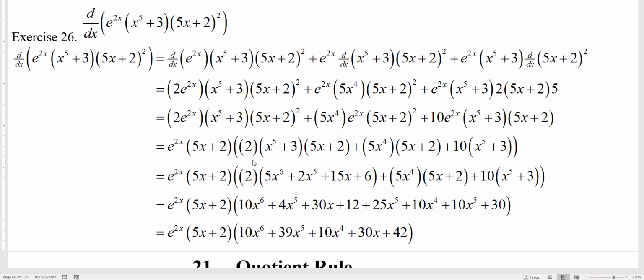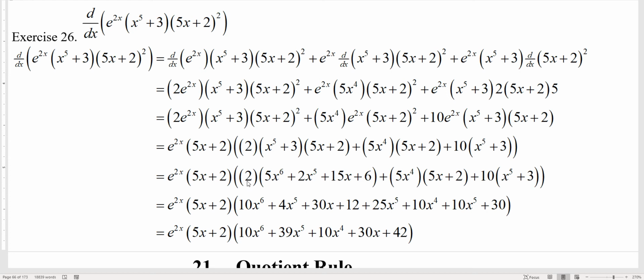All right, so as far as actually finding the derivative, we actually have it from this second line on. The rest is completely just some algebra to clean up. But it's good to practice a little algebra. Here we're going to do FOIL right here. 5x to the 5th times 5x is 5x to the 6th. X to the 5th times 2 is 2x to the 5th. We got 3 times 5x is 15x, and 3 times 2 is 6. The rest I just copied.